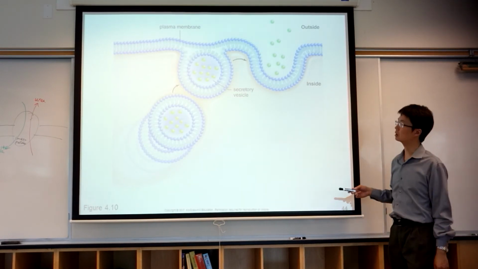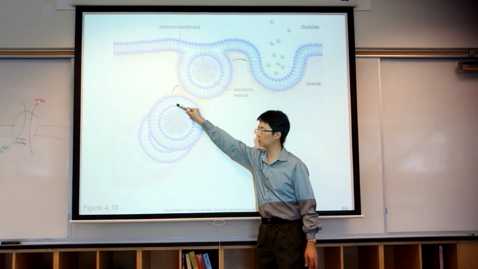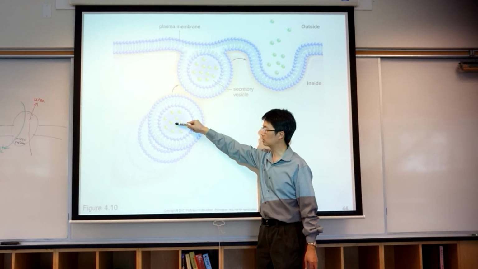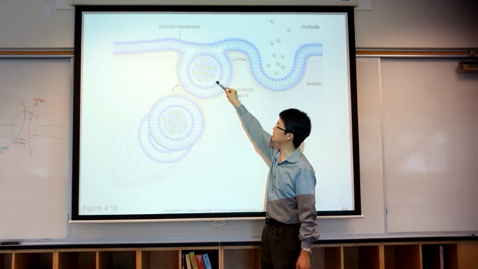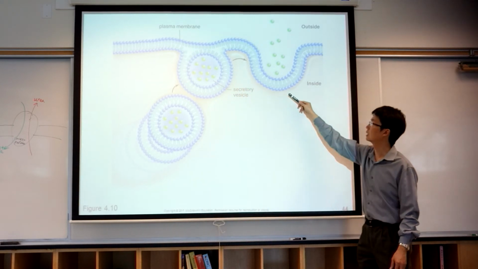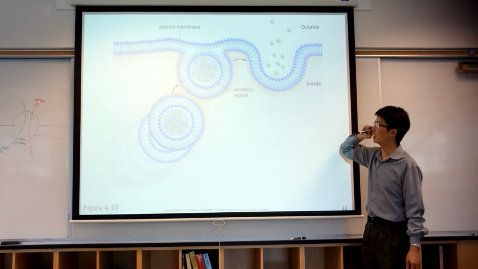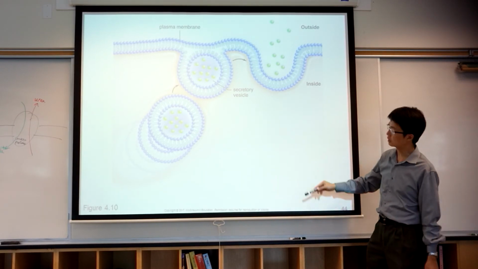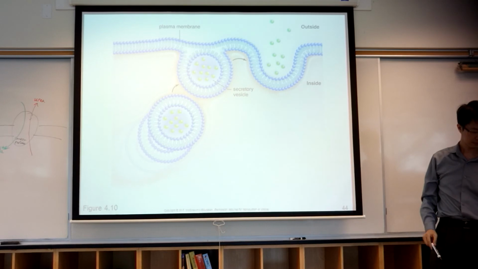So this is the last step of exocytosis. You can see the vesicle is basically the same phospholipid bilayer, and these are the products that you want to release by secretion. The vesicle merges with the cell membrane. After it has completely merged with the cell membrane, the content of the vesicle will be released to the outside, and the vesicle becomes part of the cell membrane as well. Obviously.